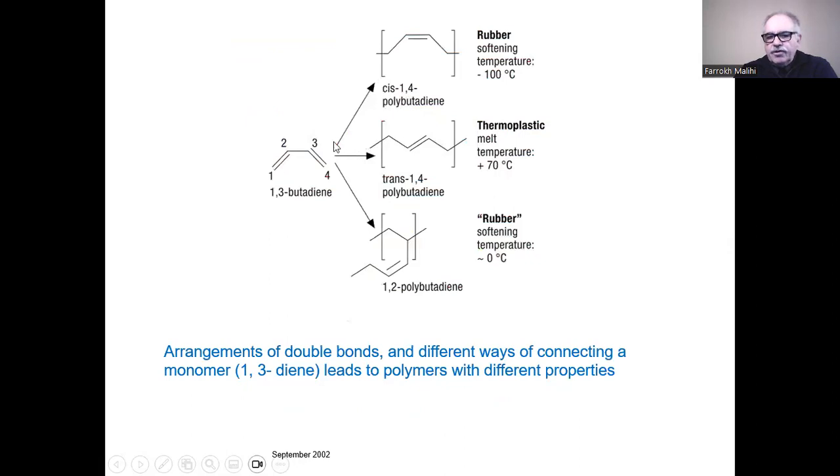There are several routes to the synthesis, and the key factors are arrangement of double bonds and different ways of connecting a monomer. In this case, a diene that leads to polymers with different properties.